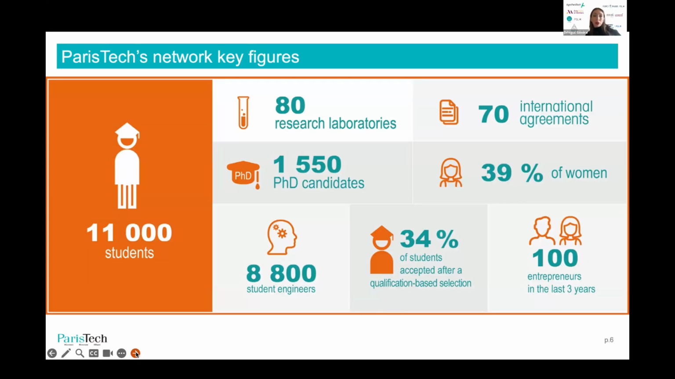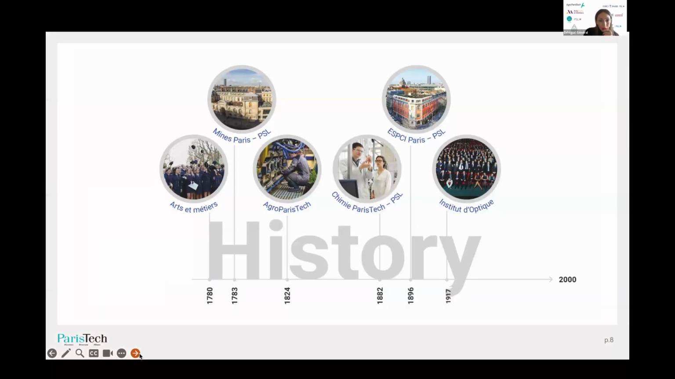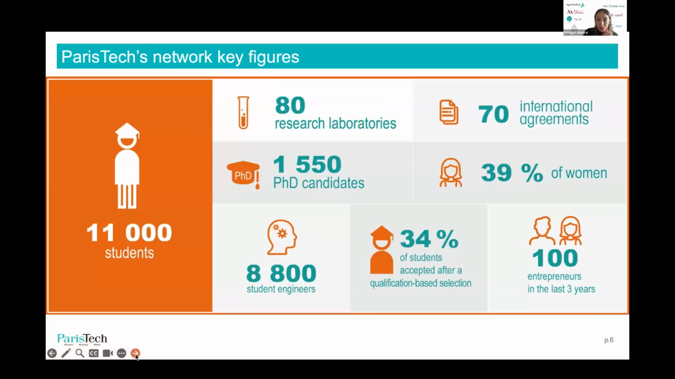I would like to present to you now some key figures, just to let you imagine how strong our schools are. We have more than 11,000 students, 80 labs, around 70 international agreements, and more than 1,500 PhD candidates. What you have to understand is that at a national level, those numbers show our excellence and how competitive we are. And this is also why I want to present you a little bit of the history of ParisTech.